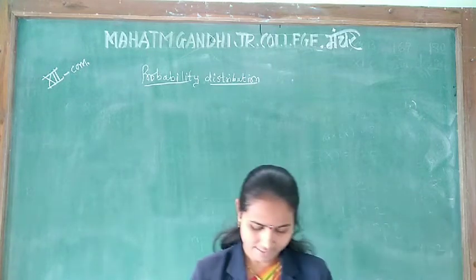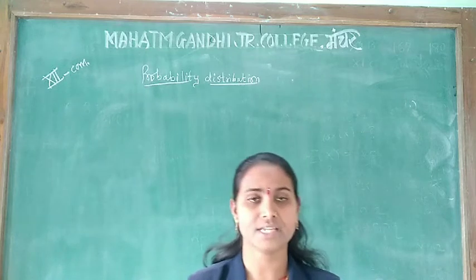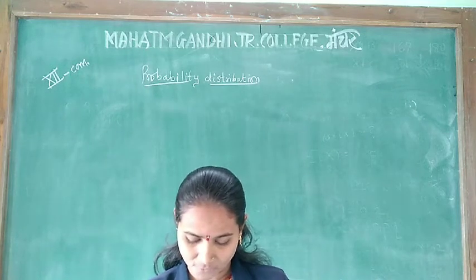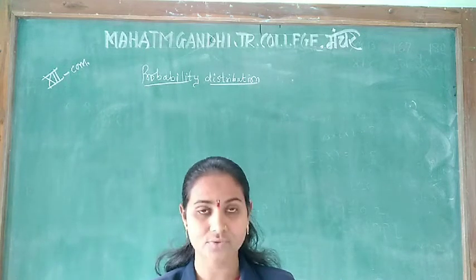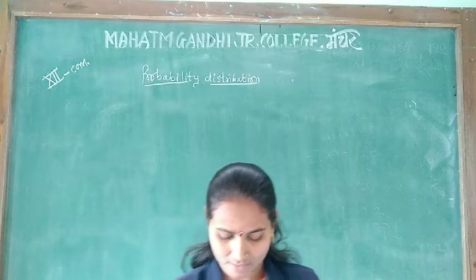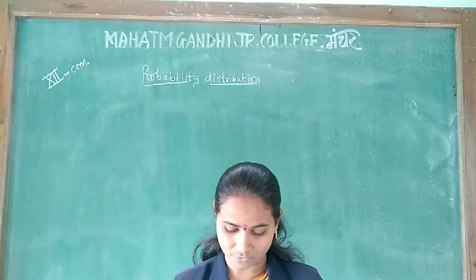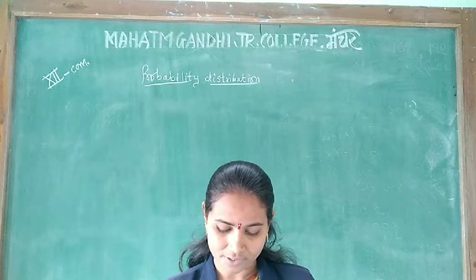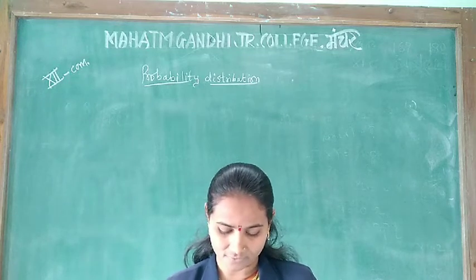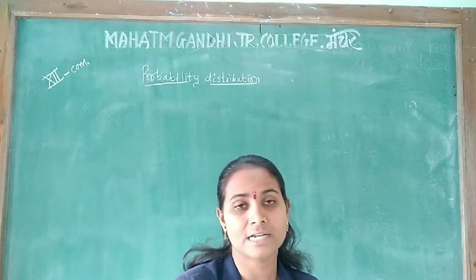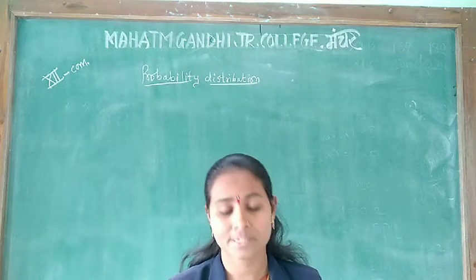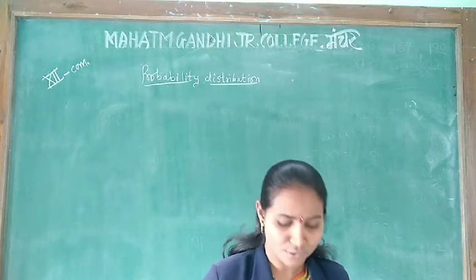Now see the next question in our exercise, question number 4. In the last lecture we saw questions 1, 2 and 3. Find k if the following function represents the PDF of a random variable x. That means the given function represents a PDF, and we have to find the unknown value.